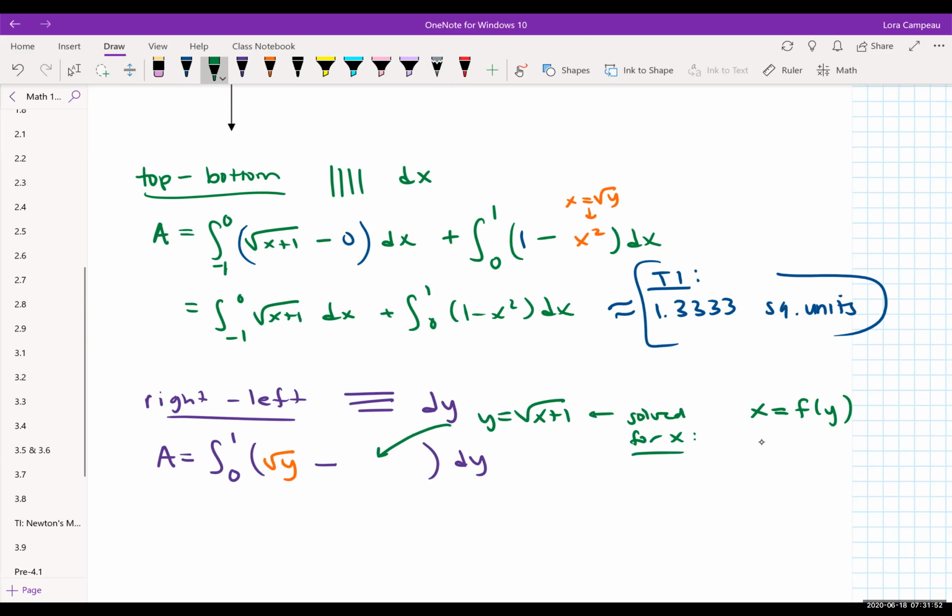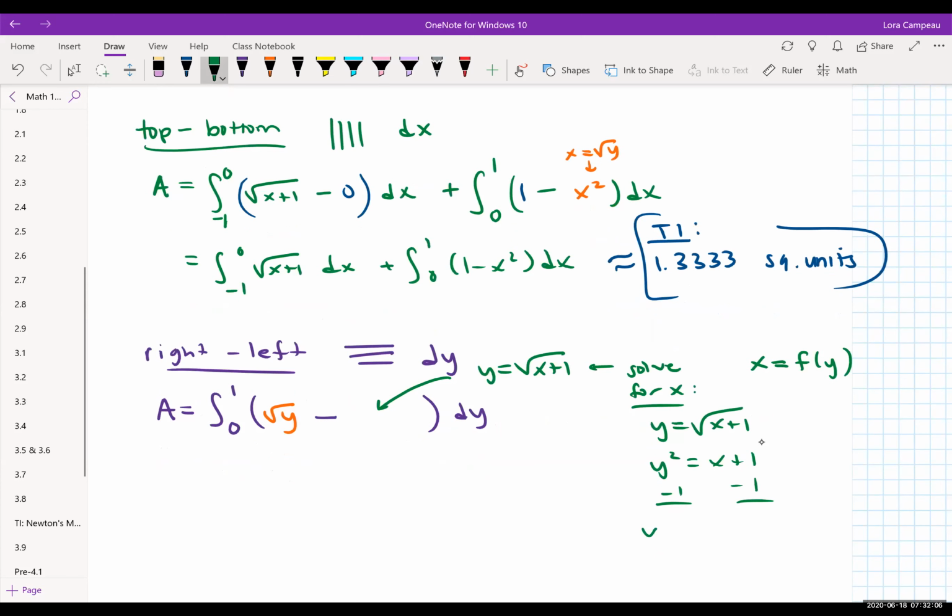If we solve for x, y equals square root of x plus 1. What do we do? Square both sides. So y squared equals x plus 1. Subtract 1 off each side, so that's going to get y squared minus 1 equals x. Now we finally have the function of y. So we write y squared minus 1 as that curve.